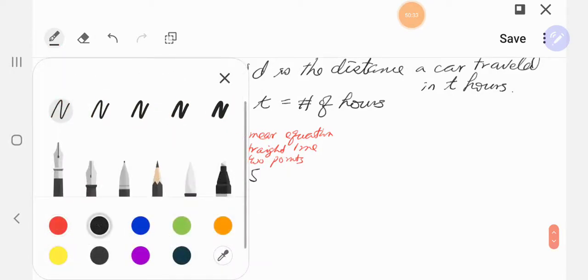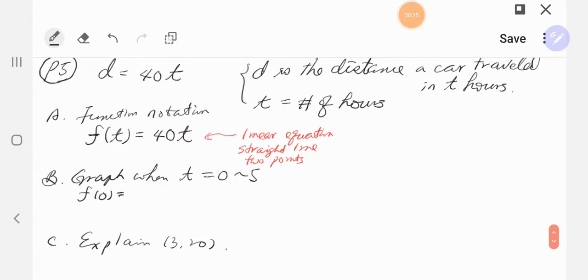Let's use 0 for the input. Then f of 0 is 40 times 0, which is 0. So we have an ordered pair: when t equals 0, y is also 0. Next is f of 5. 40 times 5 is 200. So the other ordered pair is when t equals 5, y is 200. Okay, so let's graph this one.